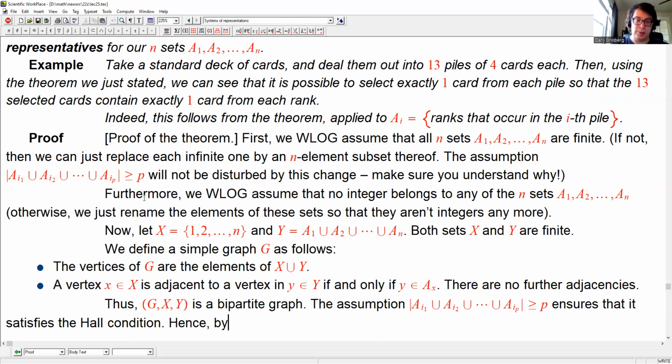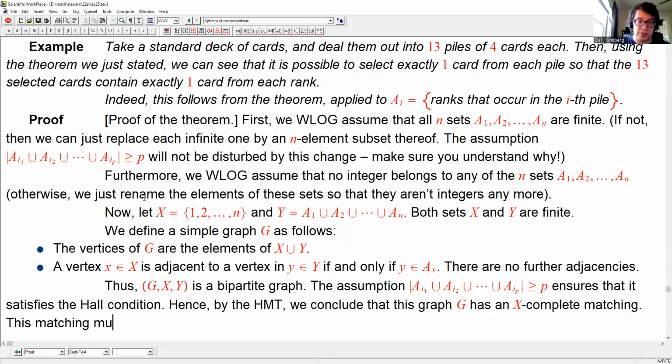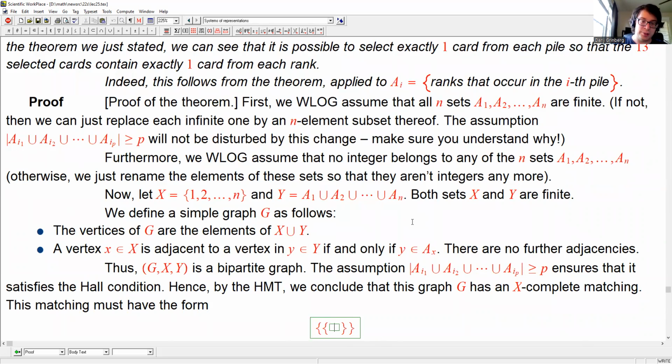Right, so by Hall's marriage theorem, we conclude that this graph G has an X-complete matching. And what is X-complete? X-complete means that each vertex in X is matched to something. And of course, its partner has to be a vertex in Y, because it's bipartite. So here is its form. Each vertex in X has a partner in Y.